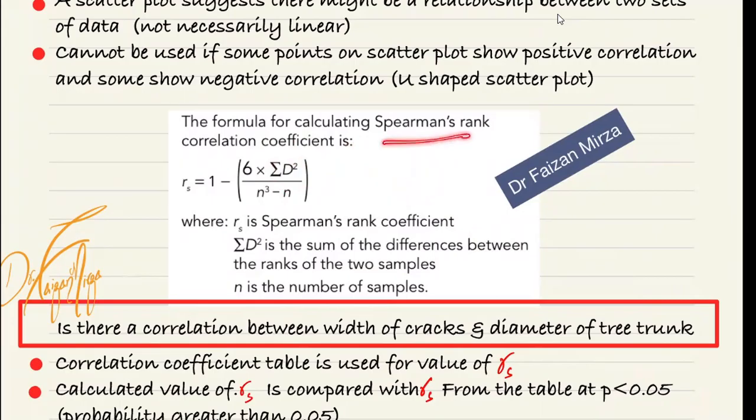So when you're using Spearman rank correlation coefficient, you use the formula 6 multiplied by summation D square divided by N cube minus N. Again, all the formulas will be provided to you. You should know how to use the formula.